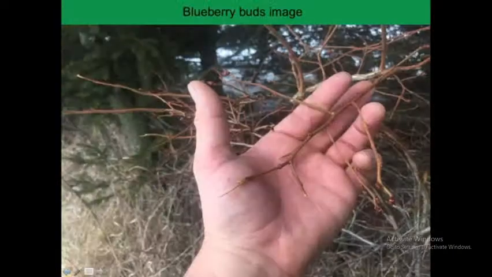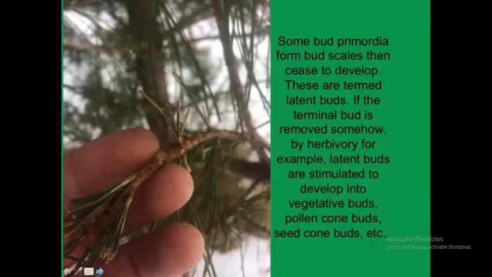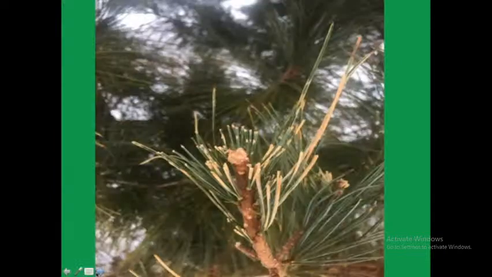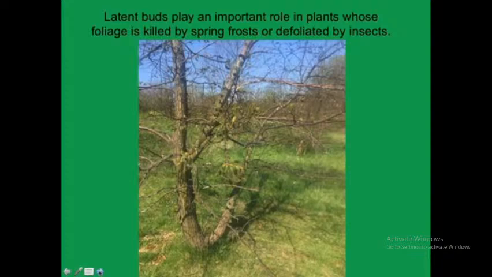With blueberries, for example, you will not get fruit next year. With pines, sometimes you can. There's another picture of a pine that's been browsed sufficiently by my ungulate friends. The latent buds were also really important.